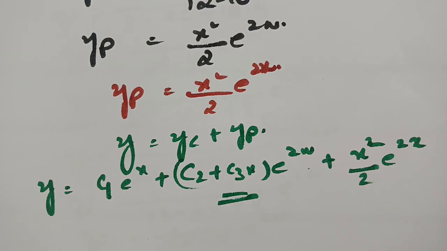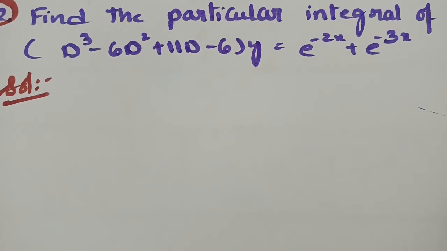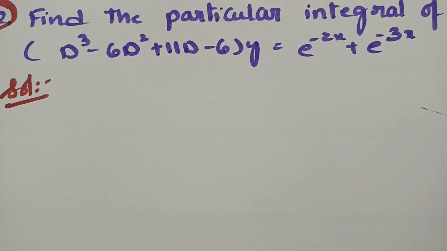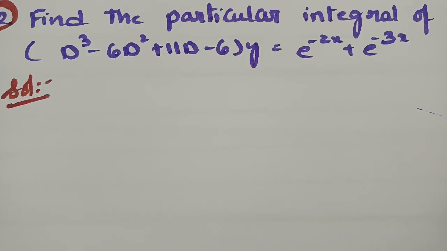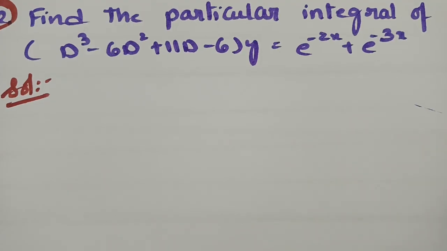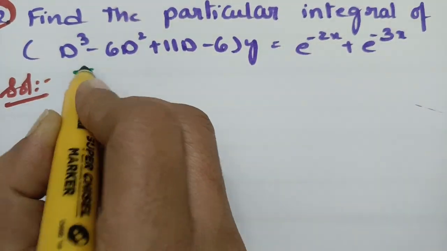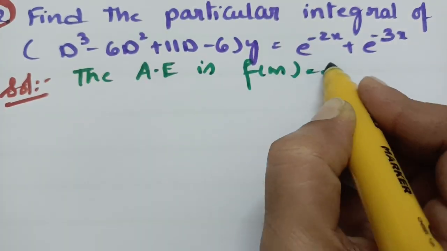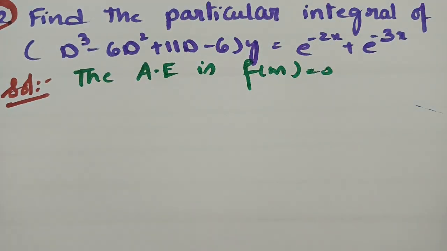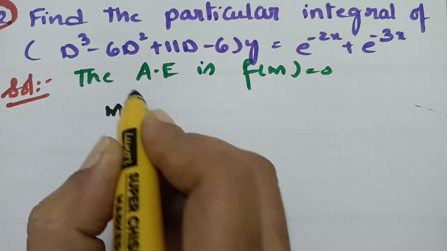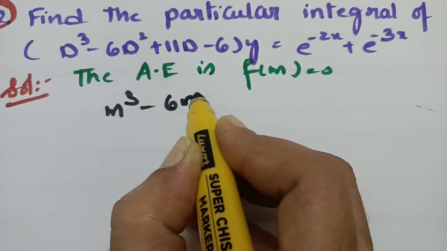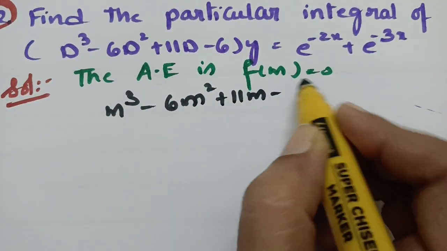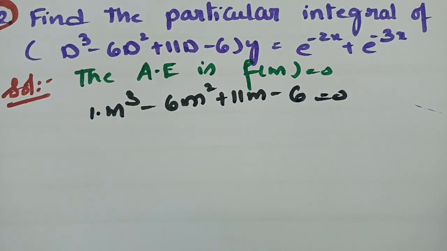And the next question here is, find the particular integral of d cube minus 6d square plus 11d minus 6 of y is equal to e power minus 2x plus e power minus 3x. So as usual, the auxiliary equation is f of m equal to 0. So in place of d, we keep m, and therefore this is going to become m cube minus 6m square plus 11m minus 6 equal to 0.